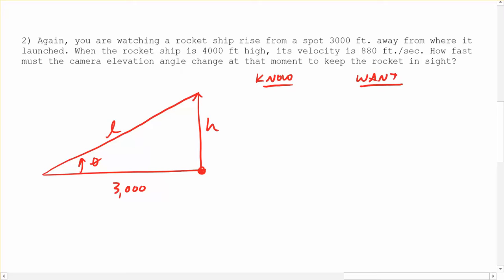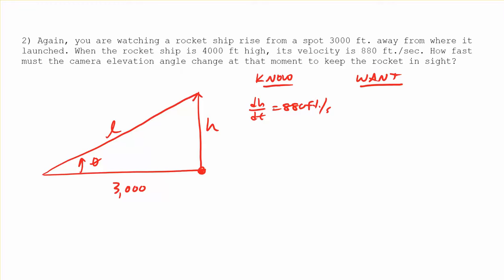So what's one thing we know? dH/dt equals 880 feet per second. Anybody know how fast that is in miles per hour, by the way? That's a lot. As far as I remember, 80 feet per second is like 65 miles an hour, I think. So it's like 600 miles an hour. It's fast.